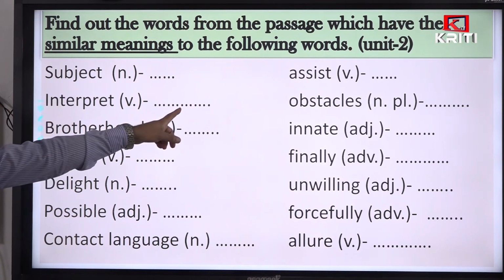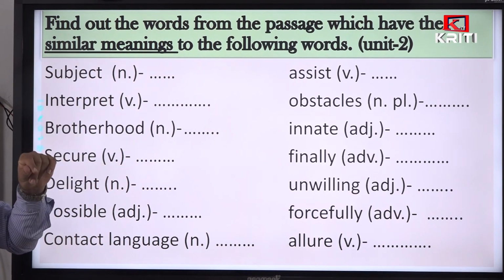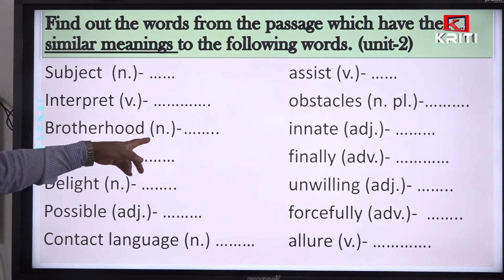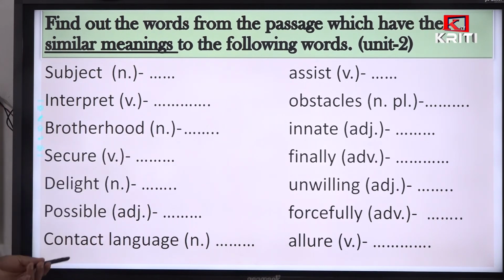Find the word, search the word, and get the word from the passage in verb form. Obstacles, what does that mean? Previously we have discussed. And brotherhood, a noun in form, what is the similar word for that? Innate, similarly secure, finally, delight, unwilling, possible, forcefully, contact language, allure. This is the work for you. Next day, I'll check the work. Please copy the task now.